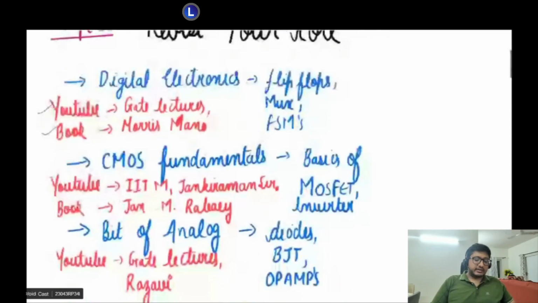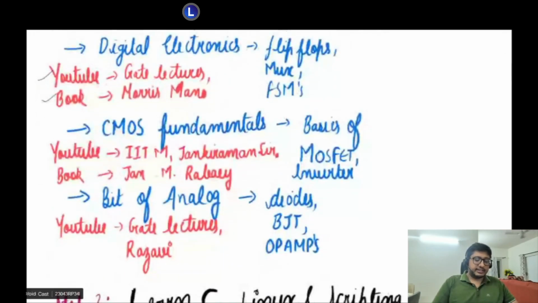Next topic that is important is CMOS fundamentals. Now, depending on your background, if you are from electrical, you might not know it. But if you are from electronics and communication engineering, you might know that CMOS is complementary metal oxide semiconductor technology. CMOS is the extension of your MOSFET. So MOS comes from there. For that, you need to know the basics of MOSFET. Okay. So the basics of MOSFET are very important.